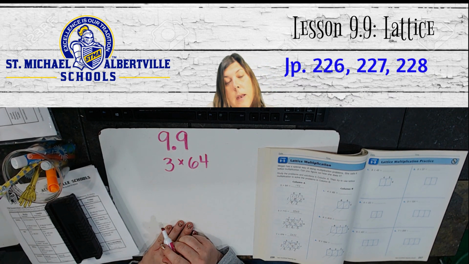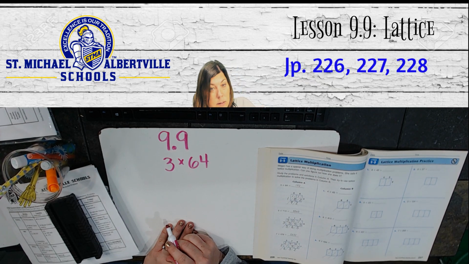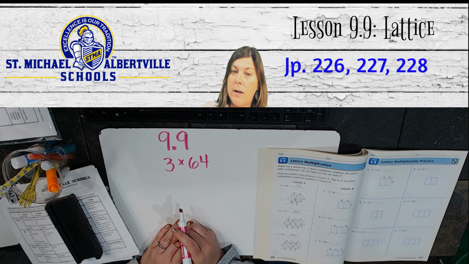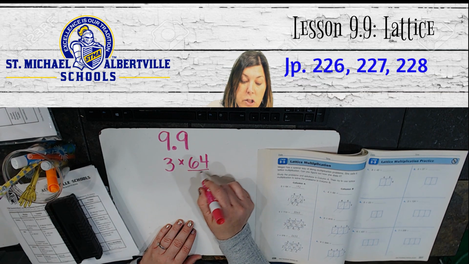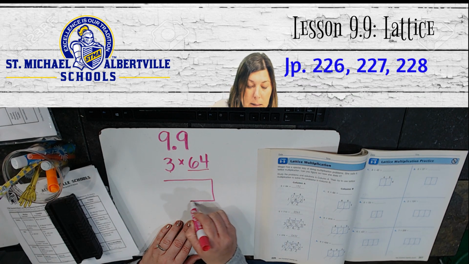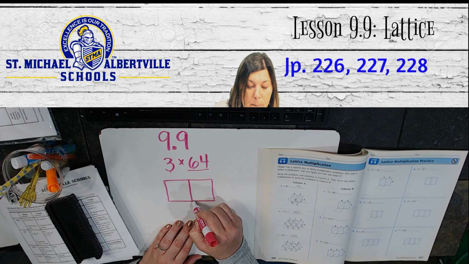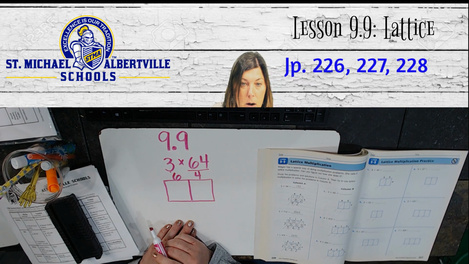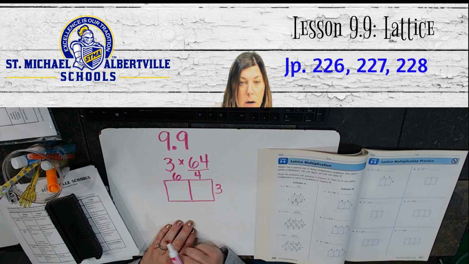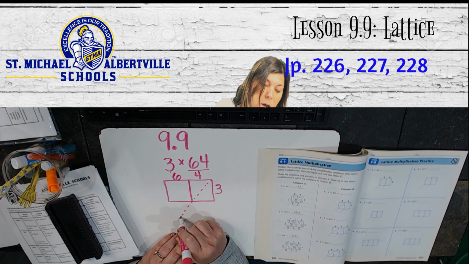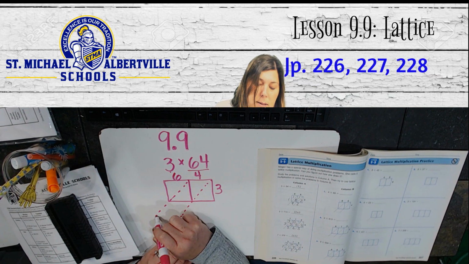All right, now it's really important to be able to use lattice on your own. You have to know how to draw the lattice boxes. So if I am doing 2-digit by a 1-digit, I draw 2 boxes by 1. So 6 goes up here, 4 goes up here, 3 goes over here. Now I have to draw my diagonal lines in. Those are like your roads.